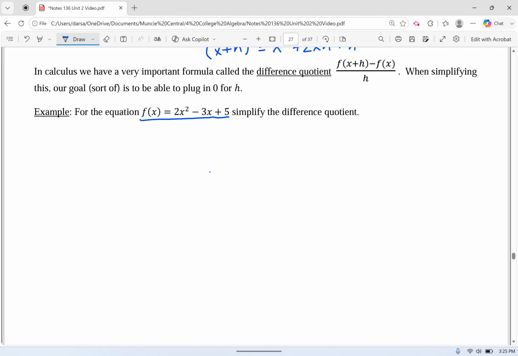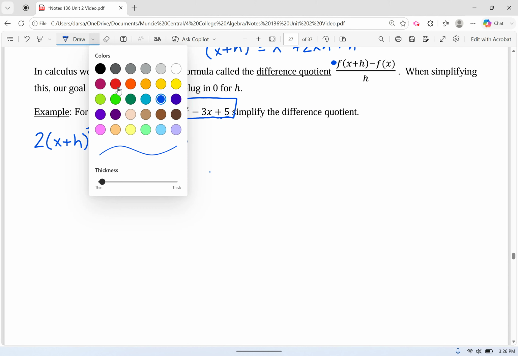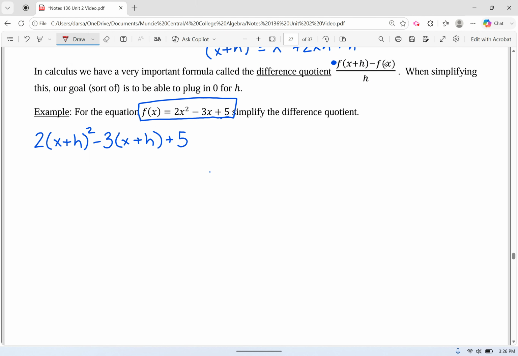So I am going to start with the color blue, and we're going to find f of x plus h. And remember, f of x in our first example is 2x squared minus 3x plus 5. What does f of x plus h mean? It means take all of those x's in f of x, take them out, and replace them with x plus h. So that means we're going to have 2x squared minus 3x plus 5, and when we take out those x's, we're going to replace them with x plus h. That is the f of x plus h in our formula, f of x plus h minus f of x over h.